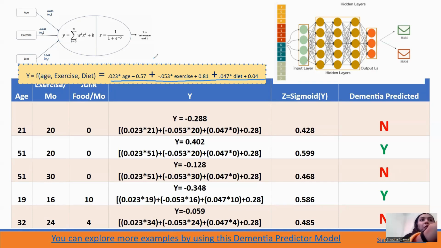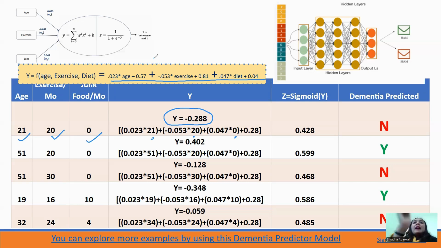And finally, I have here different ages. One is 21, 20, 0. And I did the same thing, which I told you. I have this data case, and I tried to put in this equation here. That was my equation that I had if I had these 3 independent parameters. And now in this equation, I try to plug in 0.023, age is 21, exercise is 20, junk food is 0, right? And finally, I get y equals minus 0.0288.